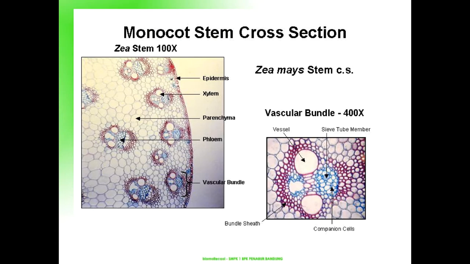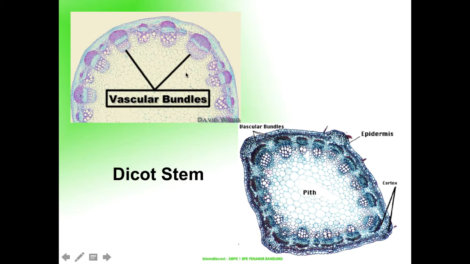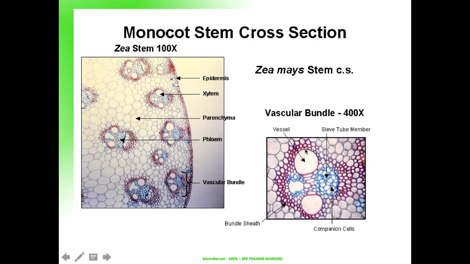This is monocots. If in dicots the vascular bundles are arranged circularly, regularly in a particular arrangement, here in the monocot stem, as you can see, this is a vascular bundle, this is a vascular bundle. The vascular bundles are scattered. They are not arranged in a particular position or arrangement.